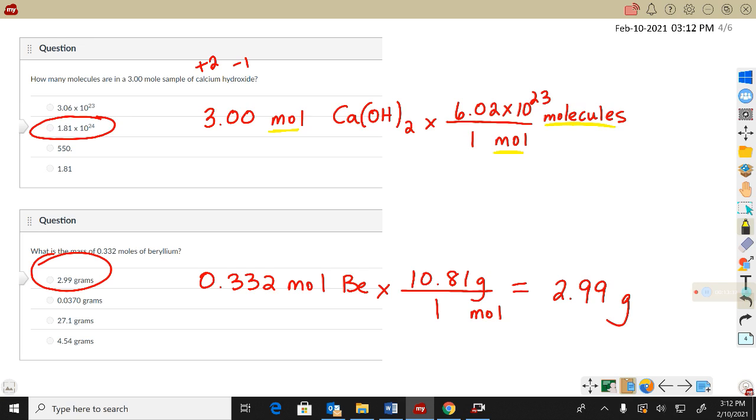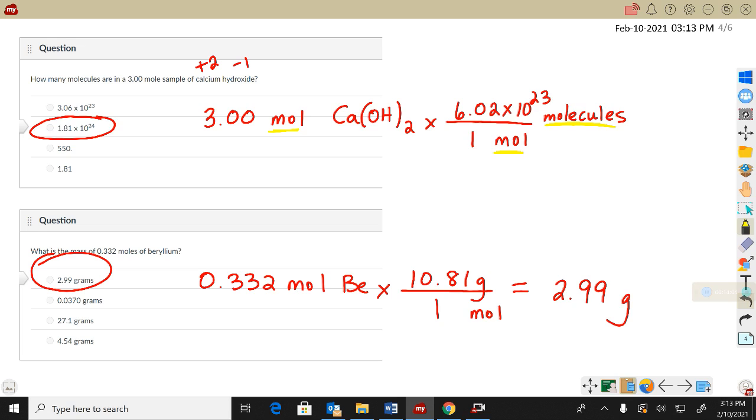Anytime you see a mole, it's a 1. Anytime you see atoms or molecules, it's the 6.02 times 10 to the 23rd. This time I'm going to multiply across. Now that totally makes sense because 3 times 6 is 18. So 18 times 10 to the 23rd is the same as 1.8 times 10 to the 24th.